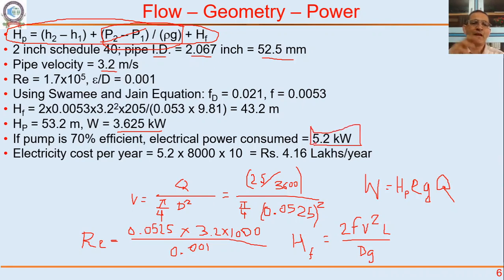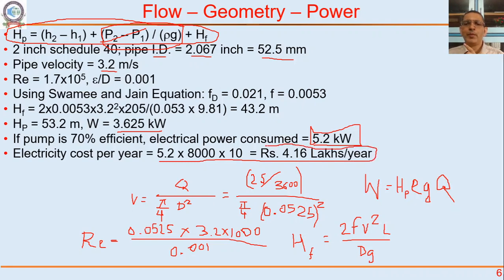So this pump power will have to be 5 kW, because 70% of that, 3.625, is what is going into the fluid, in making the fluid go from location 1 to location 2. So if you want the electricity cost, we did all these kinds of calculations. If it is running for 8,000 hours in a year, then this is 5.2 into 8,000, that is so many units of electricity. If one unit costs 10 rupees, then its expenditure is 4.16 lakhs per year.